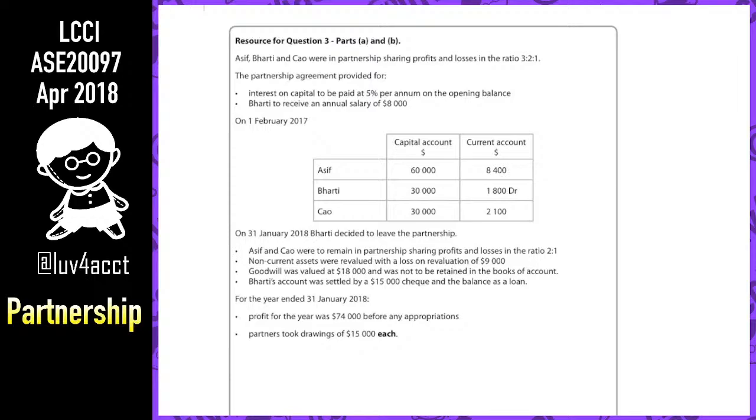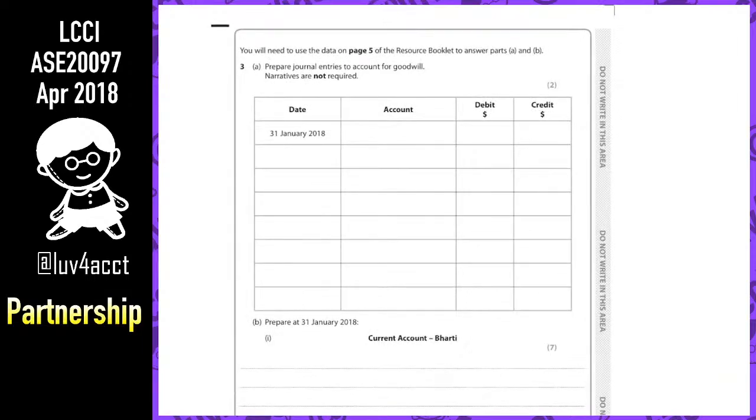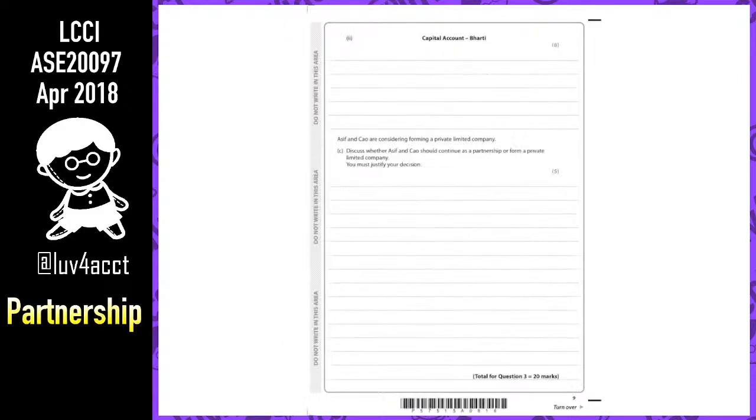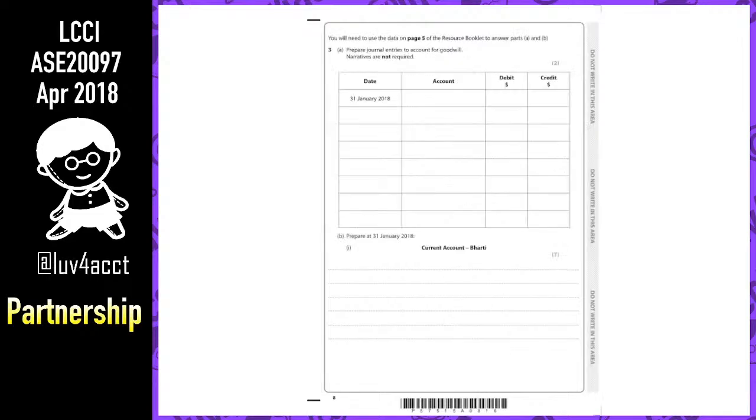For the year ended 31st January, the profit for the year was 74,000 before any appropriations. Partners took drawings of 15,000 each. So we have to prepare journal entries to account for goodwill. And then current account of B, capital account of B, and then discussion question.